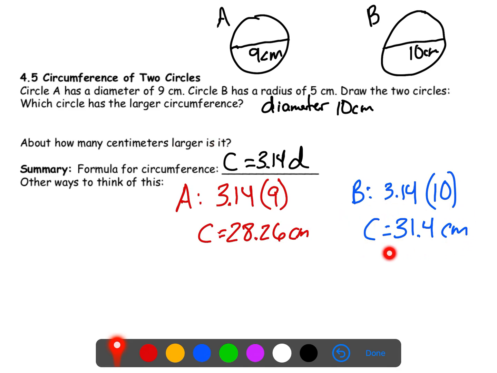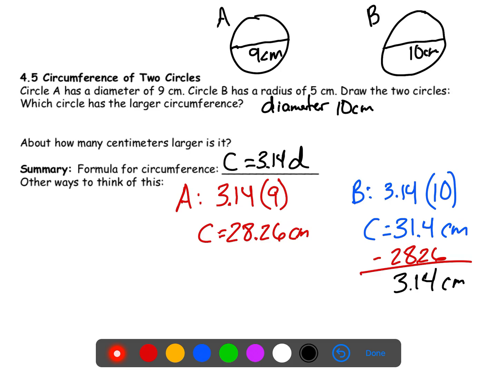So to tell the difference about how many centimeters larger is circle B, we need to subtract. If we take the larger circumference and subtract the smaller circumference, we'll know how much larger it is. And that is, let me do that real quick. 31.4 minus 28.26. It is 3.14 centimeters different. Okay? All right.